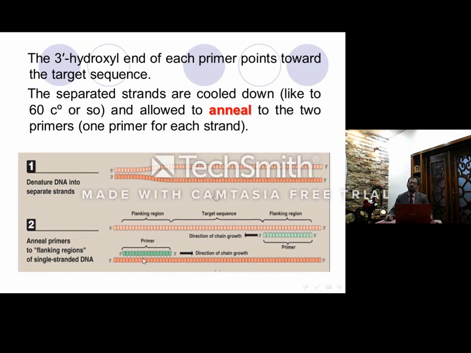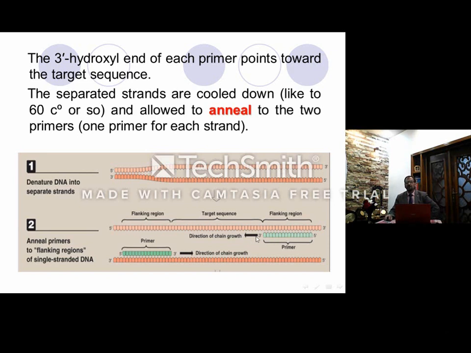These are short pieces of DNA, single strands again, and then they're going to anneal or attach to the template in a complementary way, meaning that if you have adenine in this flanking area, then in the primer there will be thymine. If you have guanine here, then there will be cytosine. In this way, there will be hydrogen bonding between the two strands, and this is going to act like the annealing force. So you now have two primers, one for each initial strand.